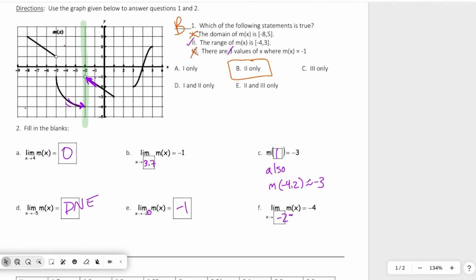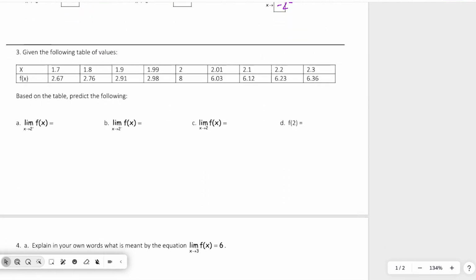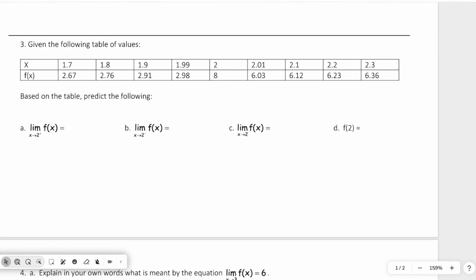Okay, very good. So that's the first section. Hopefully we don't get so much jumping around on this next section. It says, given the following table of values, predict the following. The wording on this question is pretty intentional, predict, because if all we have are these values and no other information, we can't really assume exactly what's happening. But I think we're going to just make a fair assumption based on the numbers we see.